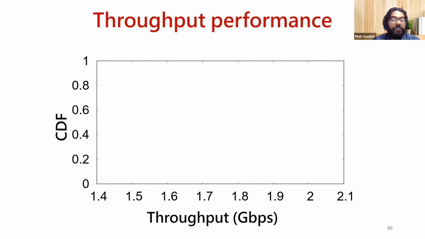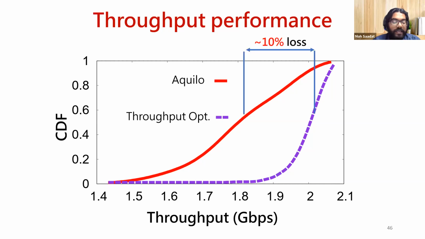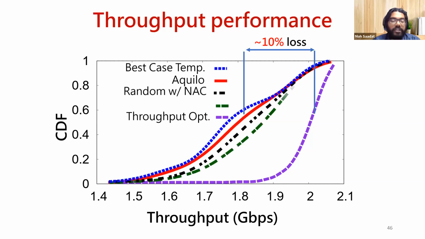At the same time, we computed how much throughput is achieved by each of the schedulers. First, Akilo's throughput is compared with the throughput optimization scheme. We see that the sacrifice in throughput by Akilo is only 10%. Then we compared Akilo's throughput with those obtained from the other schedulers. We see Akilo's throughput very much matches the throughput of the other schedulers.